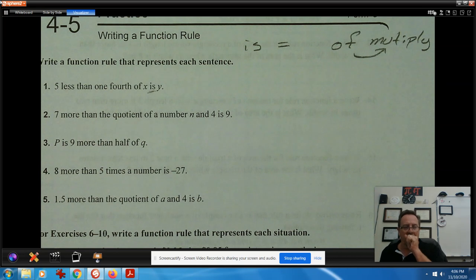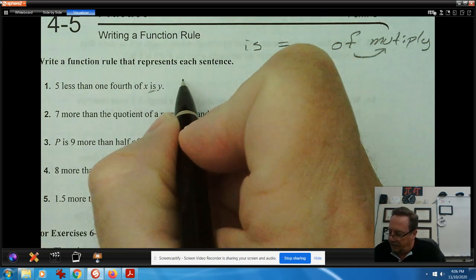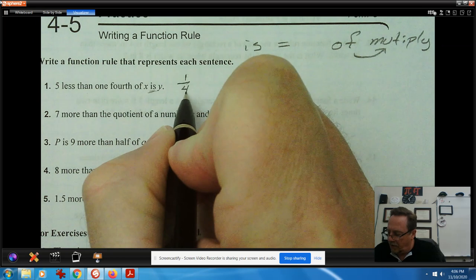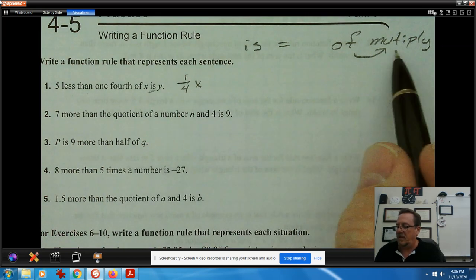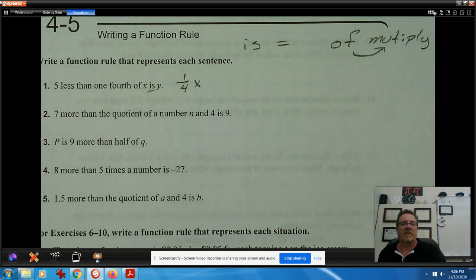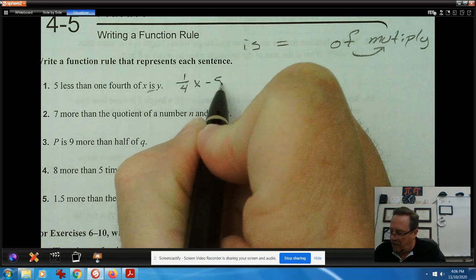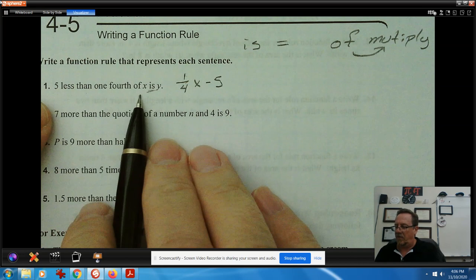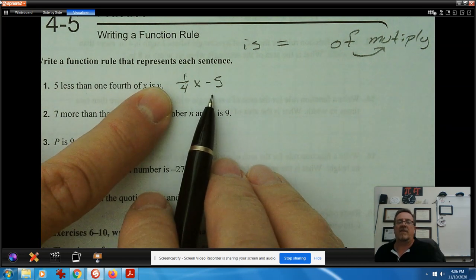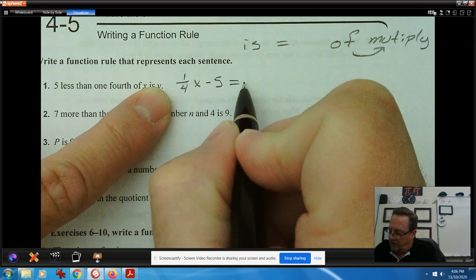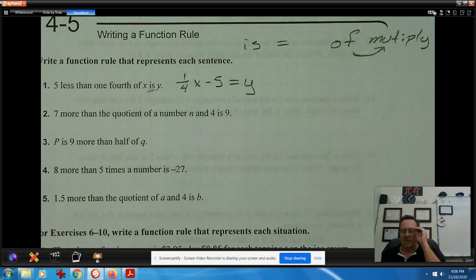5 less than 1/4 of x is y. So we're going to start off with 1/4 of x. So I'm going to write 1/4 times x, because of means multiply 1/4 of x. And then it says 5 less than that. So I'm going to do 1/4 of x and minus 5. So that part right there is 5 less than 1/4 of x. This is 5 less than 1/4 of x. Is y. Again, is means equals.